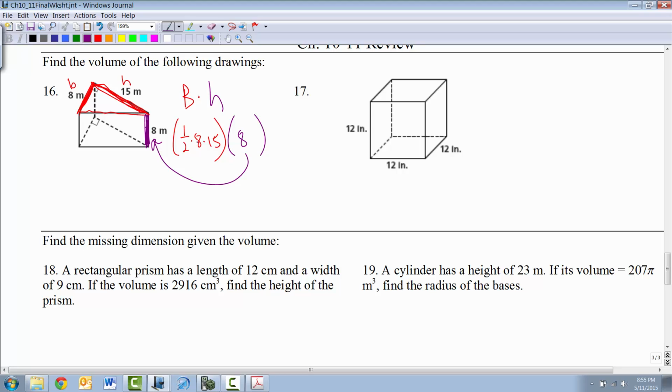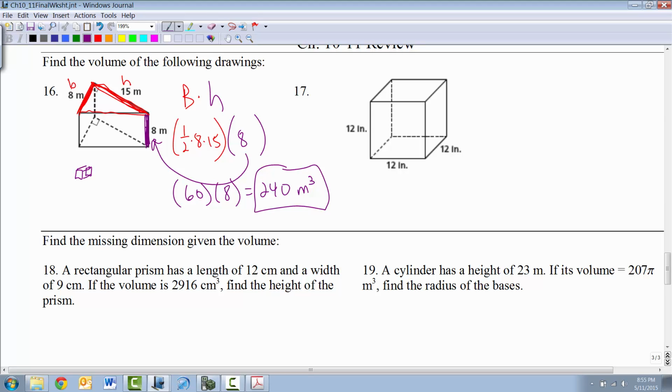So figure it out. 1/2 of 8 is 4. 4 times 15 is 60. 60 times 8, 240, last time I checked. Meters cubed. The reason it's cubed is that's how many 3-dimensional cubes would fit inside this.